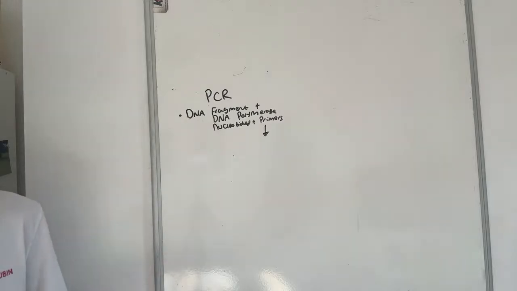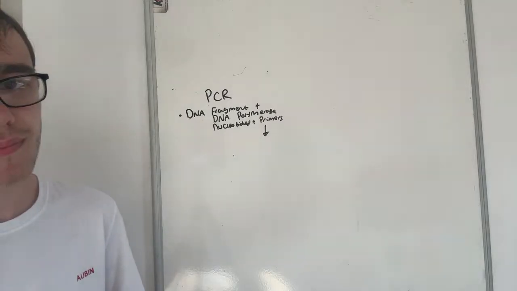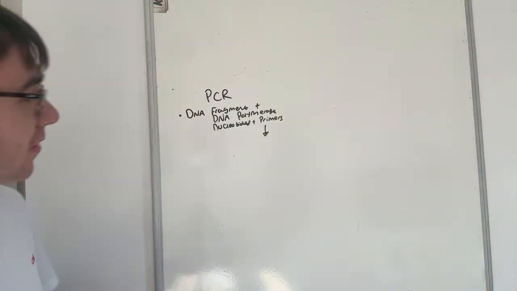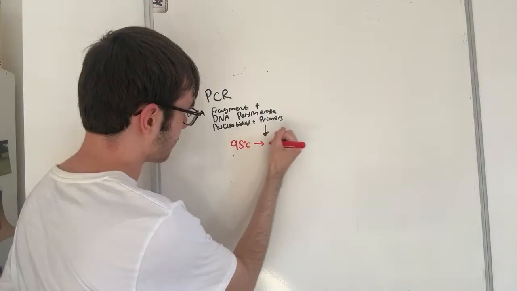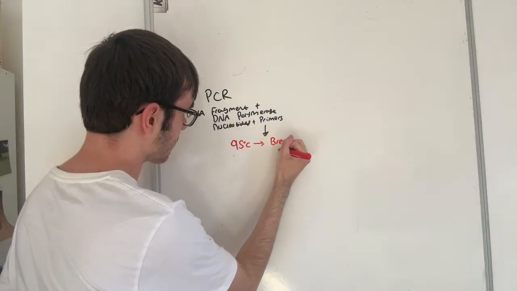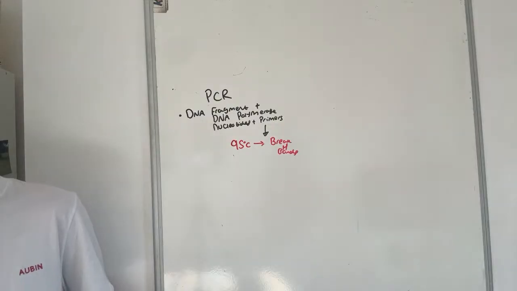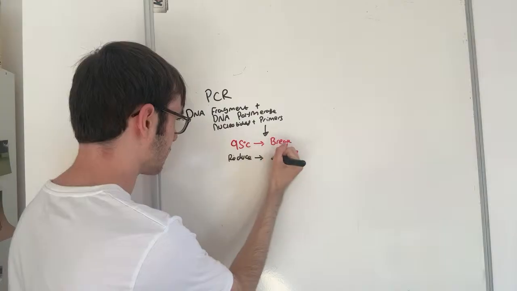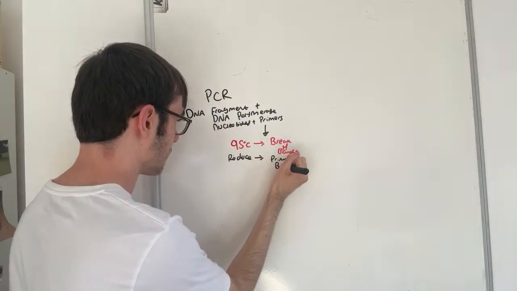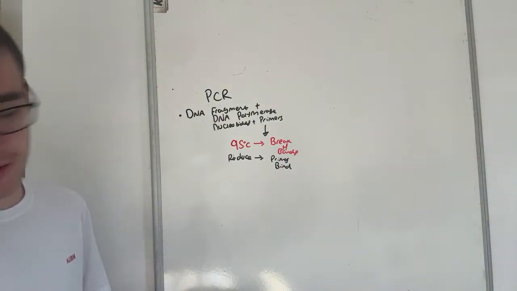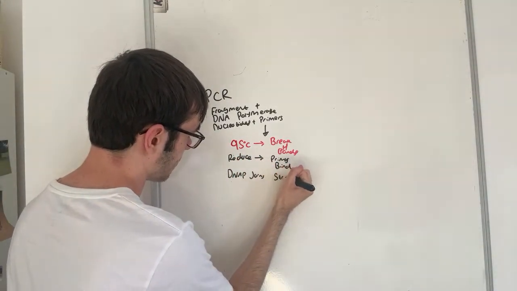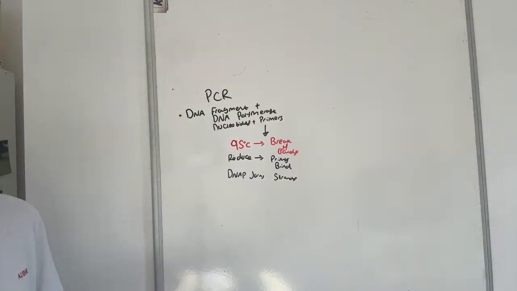Literally, this doesn't sound that bad now that I'm saying it. You literally just heat it to break the hydrogen bonds. You reduce it so that the primers bind. And then you just increase it so that DNA polymerase joins the strands. That is not a particularly bad question for 4 marks.